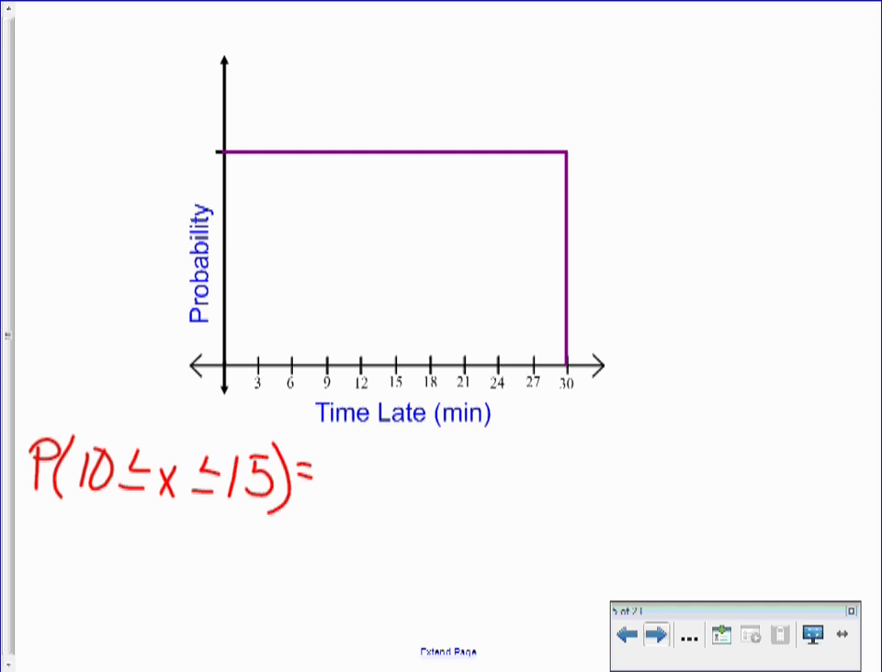So we want to calculate the probability that our friend is between 10 and 15 minutes late. So I have this beautiful graph that represents their probability situation. And so I'm going to figure out where 10 to 15 minutes is. Any other question?